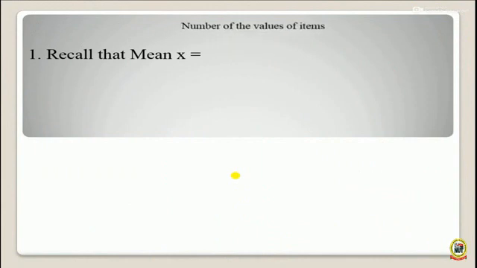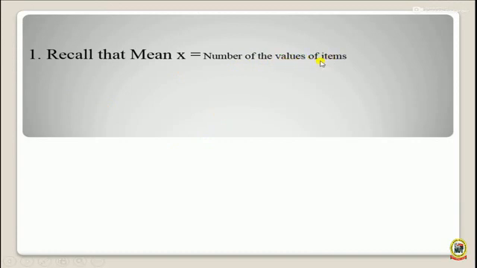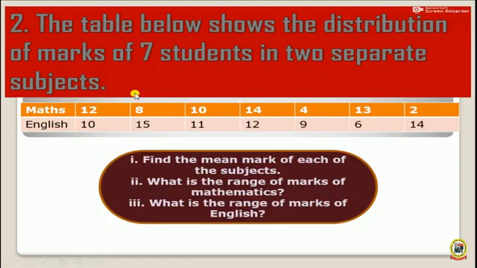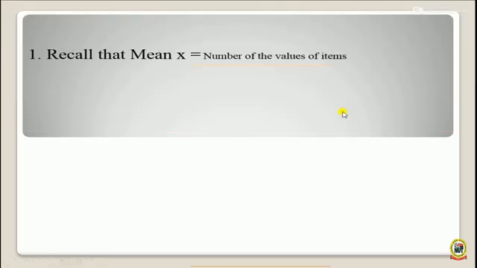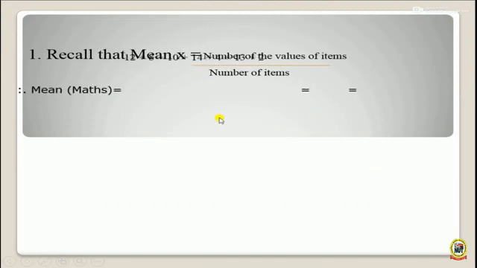Solution. Recall that mean is equal to the sum of the values of items all over the total number of items. And that is our mean. So the mean for mathematics, we're going to add all this together. The scores in mathematics: 12 plus 8 plus 10 plus 14 plus 4 plus 13 plus 2. We're going to add them all together.